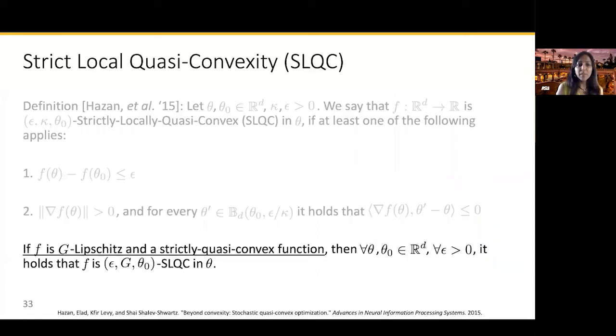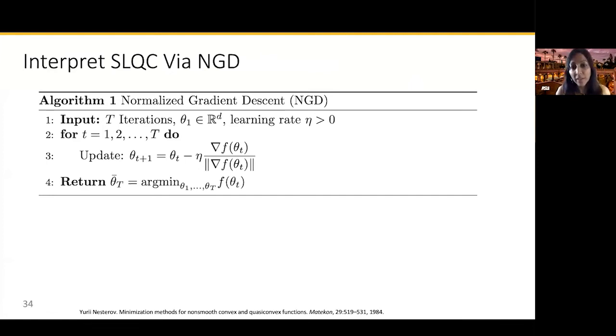Okay, all right. So it turns out Hazan et al. also included this, that if your function f is G Lipschitz, right, as a function of the model parameter theta, and strictly quasi-convex, then your kappa becomes that G. Okay? The SLQC parameter is such that for some epsilon, kappa is G, and then you have this theta. So one of the things Hazan et al. also did was to say, under SLQC, what kind of guarantees can I give if I use, say, normalized gradient descent? Okay. They also did it for stochastic normalized gradient descent. I'm just going to focus on normalized gradient descent.